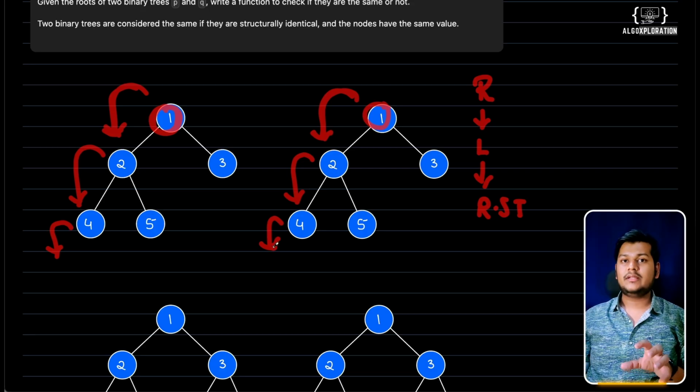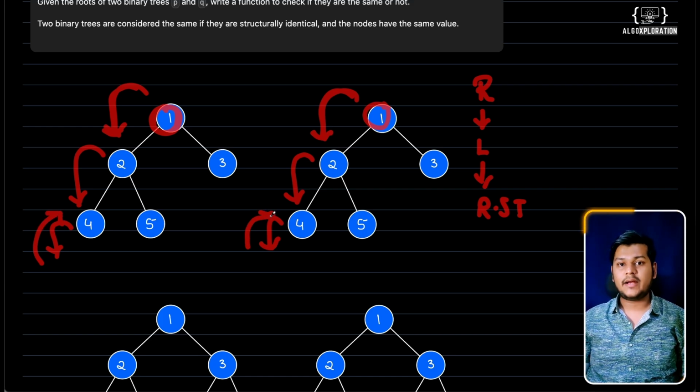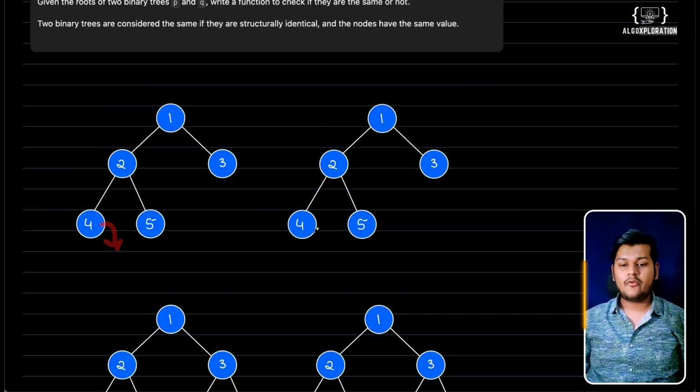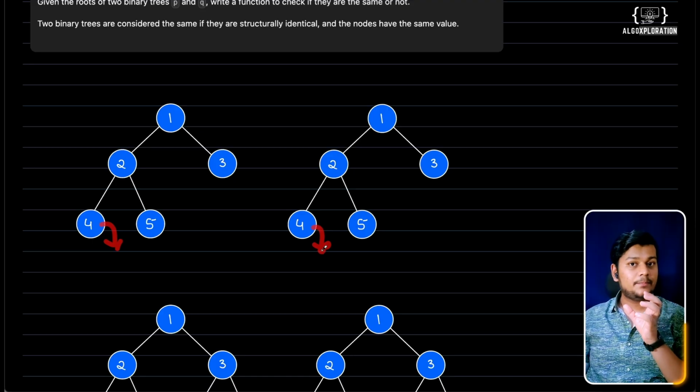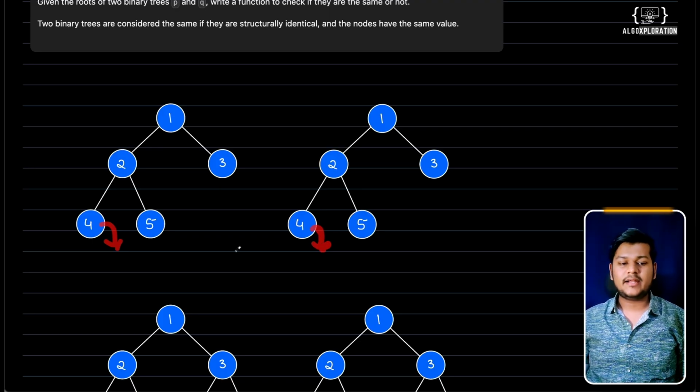Now see, there is no node present over here, right? On the left of 4, no node. So basically I need to return true to its parent, because there is no node in both the trees. Now I need to go on the right hand side of 4. As I told you, in the pre-order it is root, then left, and then right. Over here also I can see that there are no nodes at all in both the trees, on the right of 4. So I need to return true to its parent, that is 4.